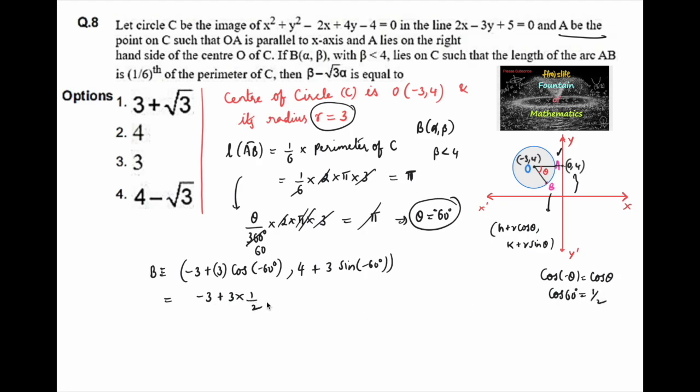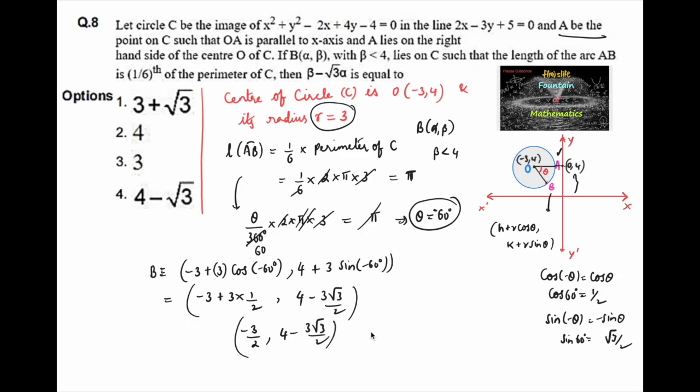So here we can write 1 by 2 comma 4, and sine of negative theta is equal to minus sine theta, and sine 60 is equal to root 3 by 2. So here we can add minus 3 into root 3 by 2. So minus 6 plus 3, minus 3 by 2. And here it is 4 minus 3 root 3 divided by 2. So this is alpha and this is beta.